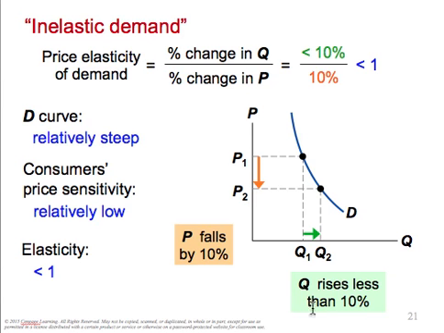Price falls by 10%, quantity rises by less than 10%. So the price fall was bigger than the quantity increase, so it's relatively inelastic. The elasticity is less than 1. So if you have elasticity less than 1, you can say it's inelastic demand.